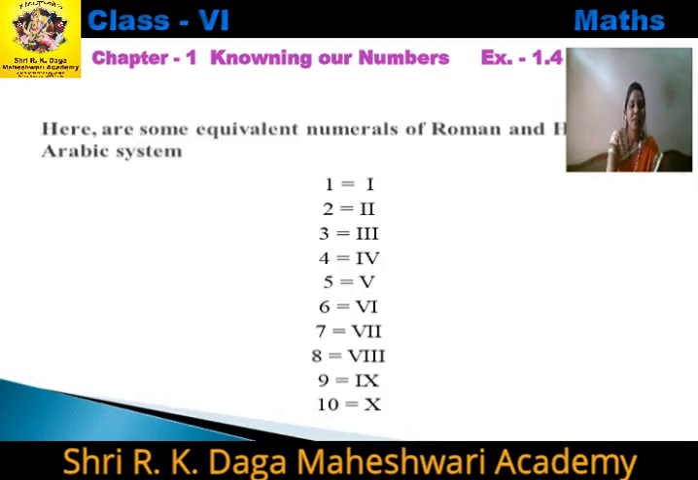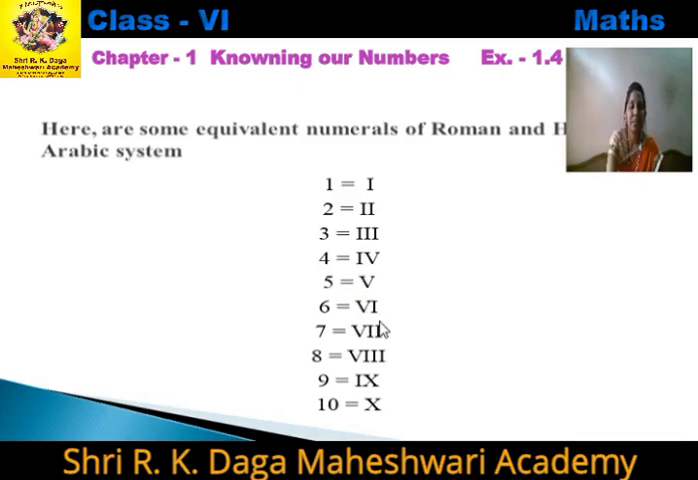Now other numbers will form by these symbols only, but in different style. Like here are some equivalent numerals of Roman and Hindu-Arabic system. For 1, we write I, but for 2, we will represent this 2 by double I. 3 can be represented by triple I. For 4, we write I and V, IV. For 5, we write V.